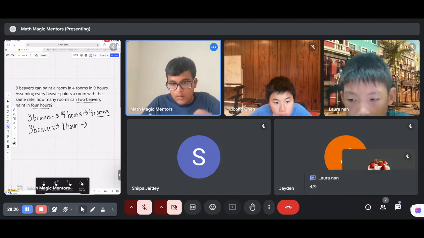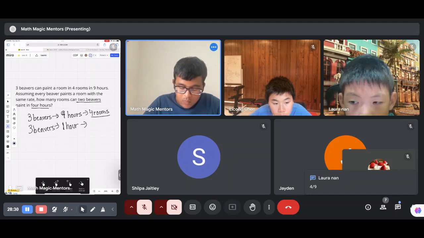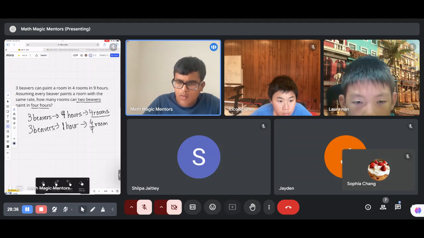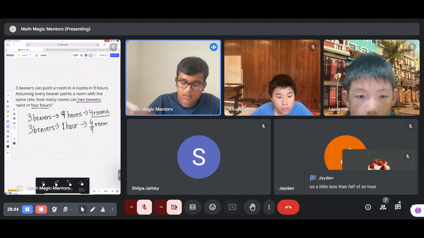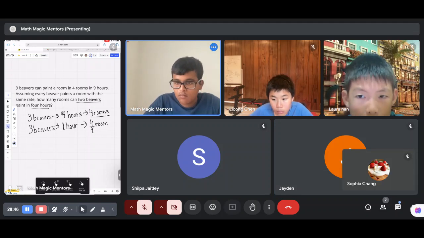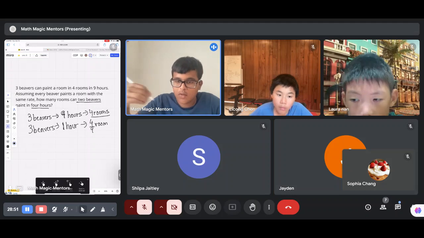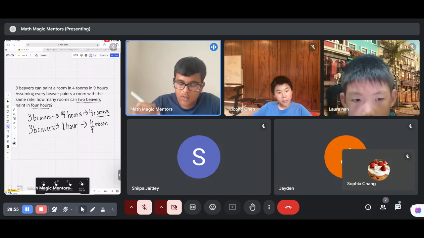As someone mentioned in the chat, yep, that's good. So in 1 hour, the three beavers are going to paint four ninths of a room. Does that make sense? Because in 9 hours, if they paint four rooms, in 1 hour they have less time to paint. So they're just going to paint four ninths of a room. Just think about it logically, right? It's common sense that with the same number of people, if you're given more time, you're going to do more, and if you're given less time, you'll do less, right?